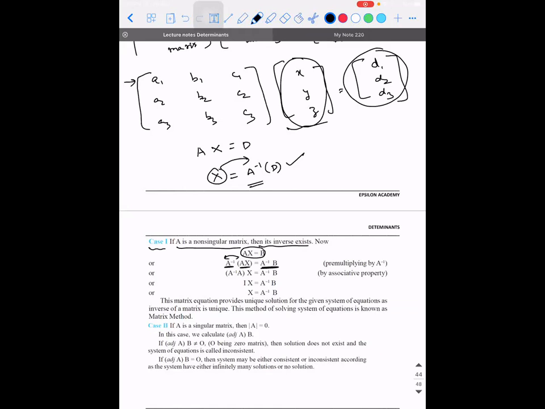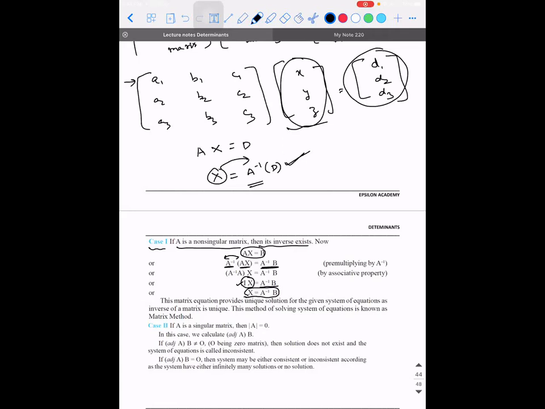A inverse of A is the identity matrix, multiplied with X is equal to A inverse of B. Any matrix multiplied with its identity matrix, you will get back the original matrix. That is X. So X is equal to A inverse of B. That's what I wrote here.